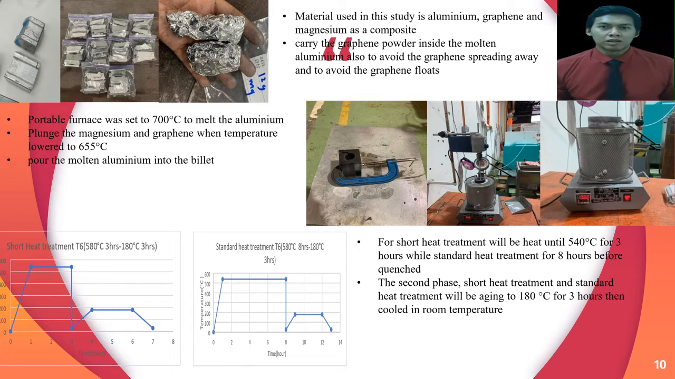In heat treatment, there are two types in this research, which are short heat treatment and standard heat treatment. The difference between these two is the first phase of heat treatment. Short heat treatment will be heated to 540 degrees Celsius for 3 hours, while standard heat treatment is for 8 hours before it quenches. In the second phase, short heat treatment and standard heat treatment will be aged at 180 degrees Celsius for 3 hours and then cooled at room temperature.